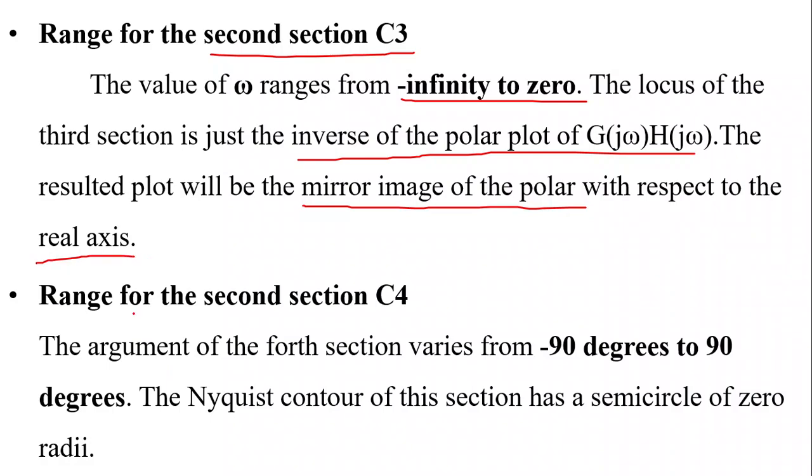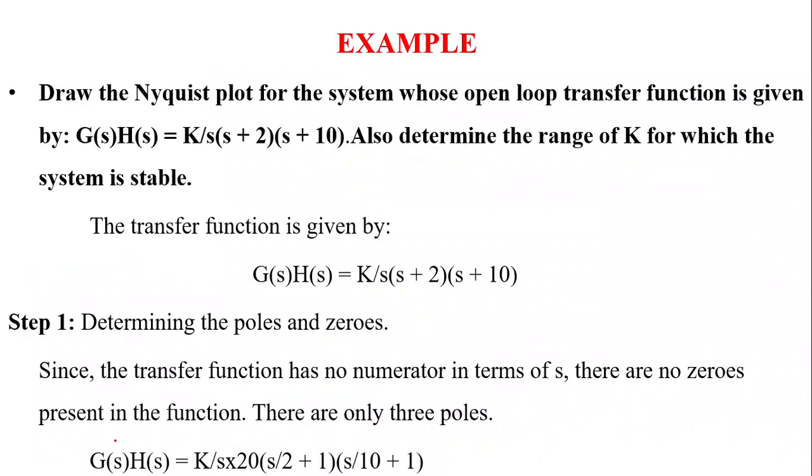After that, the range for the fourth section C4. The argument for the fourth section varies from minus 90 degrees to plus 90 degrees. The Nyquist contour for this section is a semicircle of zero radius.